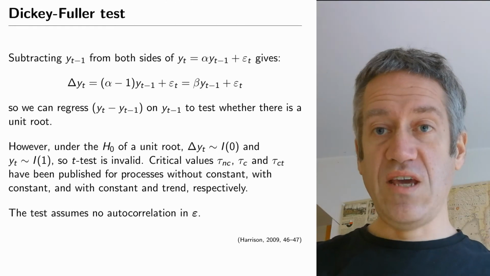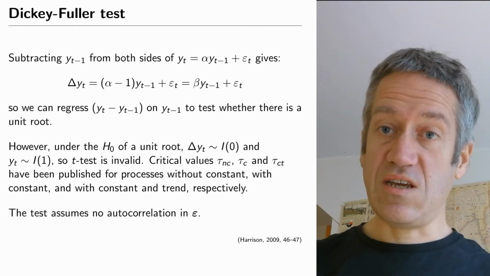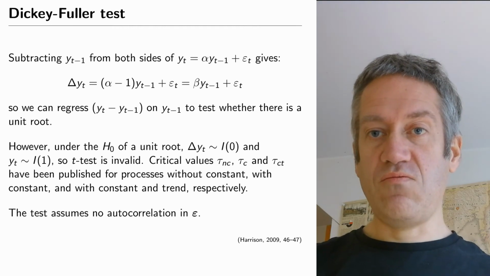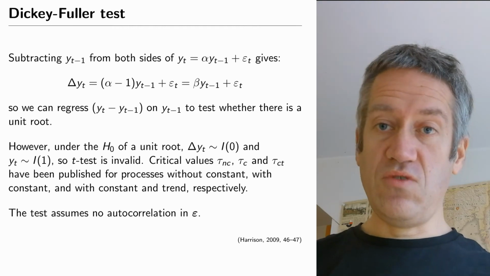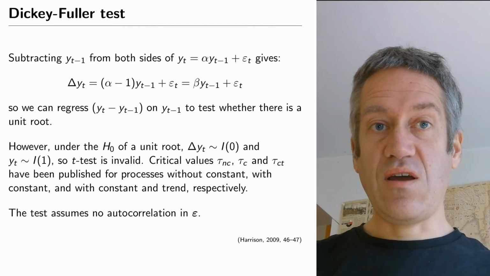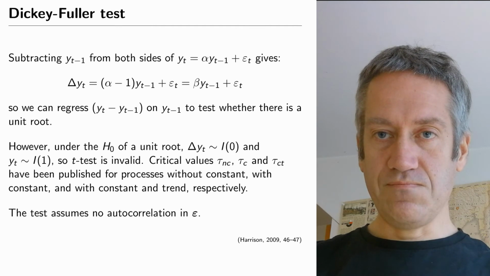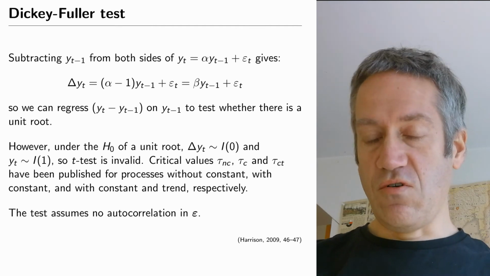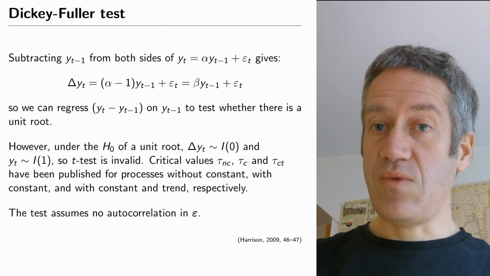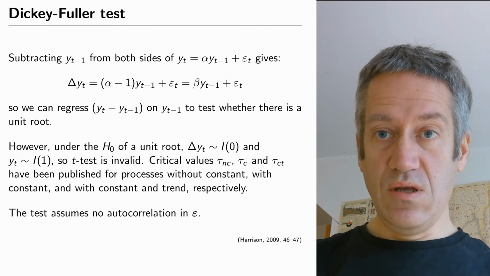So the most common test for non-stationarity is the Dickey-Fuller test. In the Dickey-Fuller test, we subtract y t minus 1 from both sides of the equation so that we get a regression where the first differences are regressed on the lagged value of y. And then we have a coefficient here called beta, and we can test whether there's a unit root by testing whether beta is different from 1.